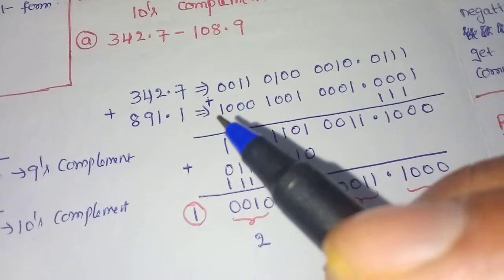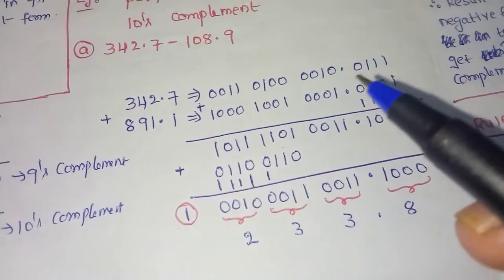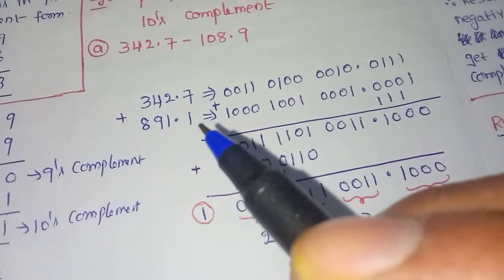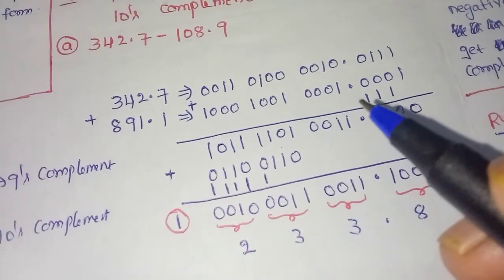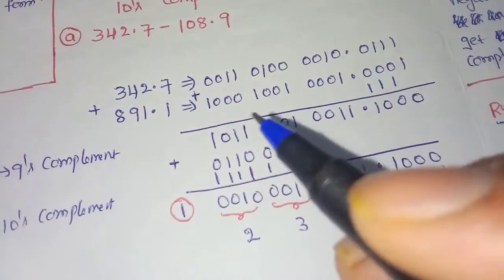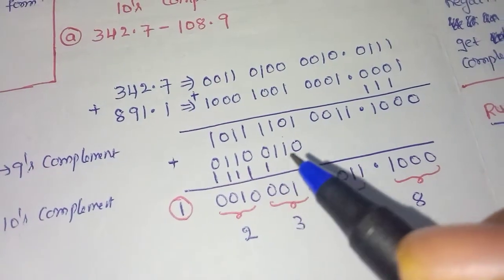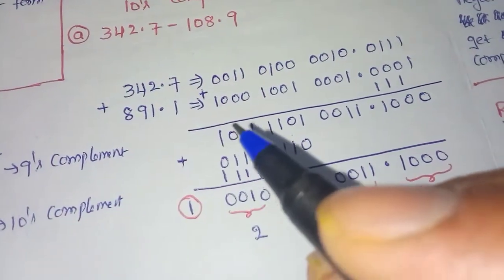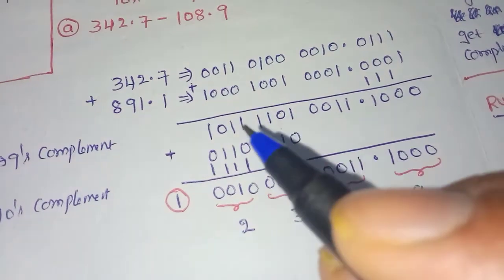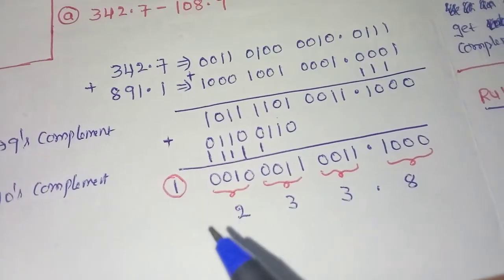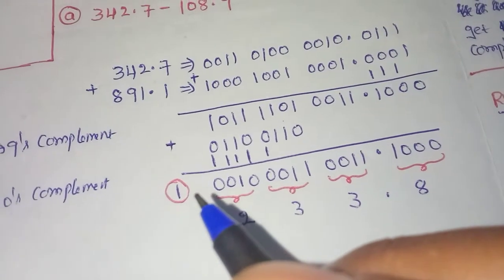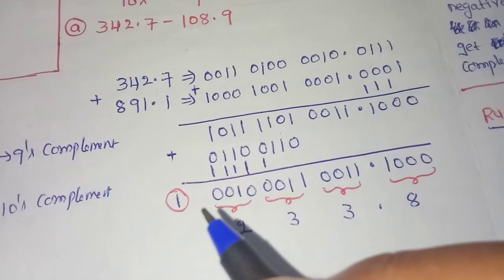Now look at this in BCD. 342.7 expressed in BCD, and 891.1, which is the 10's complement of the subtrahend. After adding this, you observe no carry, legal code; no carry, legal code; no carry, but it is an illegal code, so we have to add 6 here. No carry, but it is an illegal code, so we have to add 6 here. After performing the addition, you observe that there is a carry. We know that if a carry is generated the result is positive, but don't forget, since it is a 10's complement, we have to ignore the carry. Is it okay?